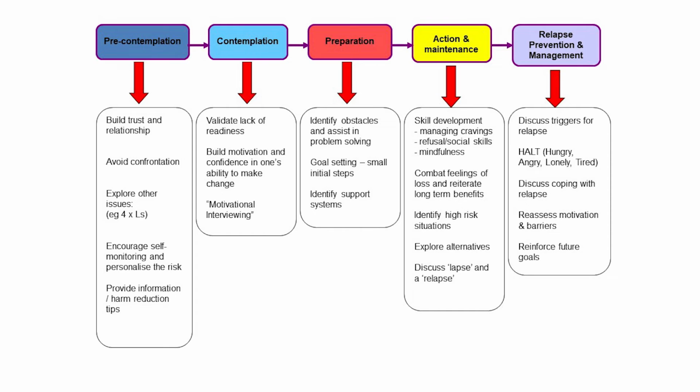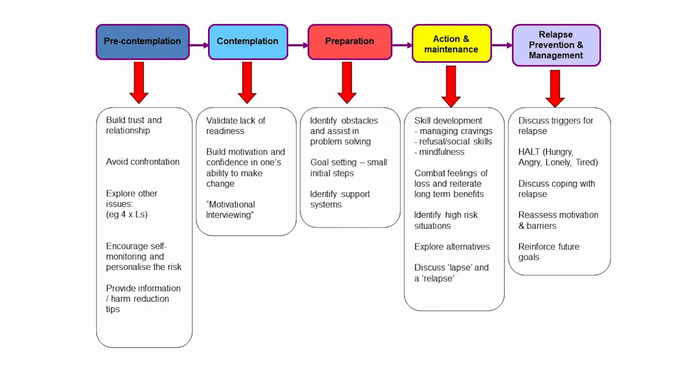Cool. Now, I'll go into a little bit more detail, but essentially some of the key bits around a brief intervention particularly are effective in the pre-contemplative and contemplative stages. And we know that if you identify someone is not ready to address their substance use, your real focus at this stage is building trust and relationships. You really want to avoid confrontation. That therapeutic alliance is key.